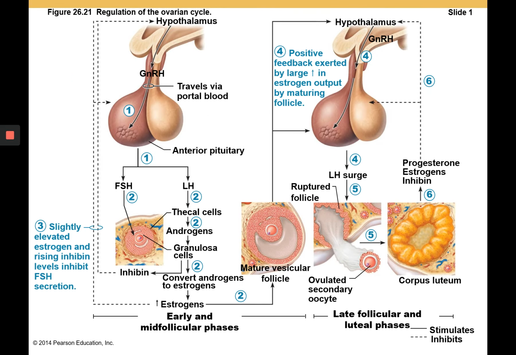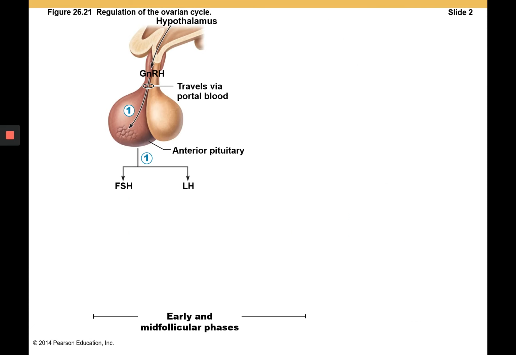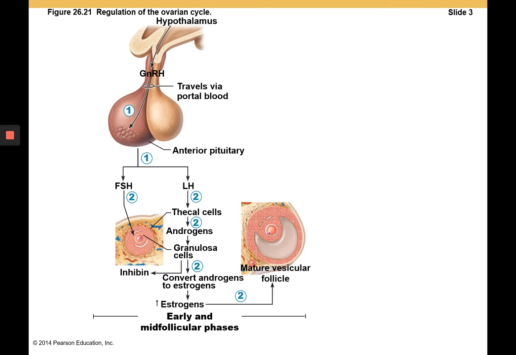So let's look at the regulation of the ovarian cycle. First, we have gonadotropin-releasing hormone from the hypothalamus going to the anterior pituitary and causing the release of the gonadotropins, FSH, follicle-stimulating hormone, and LH, luteinizing hormone. Follicle-stimulating hormone acts on follicles in the ovary, so it's going to lead to follicular growth. And then luteinizing hormone is going to act on thecal cells of late secondary follicles and cause the production of androgens, which can be converted to estrogens by granulosa cells.